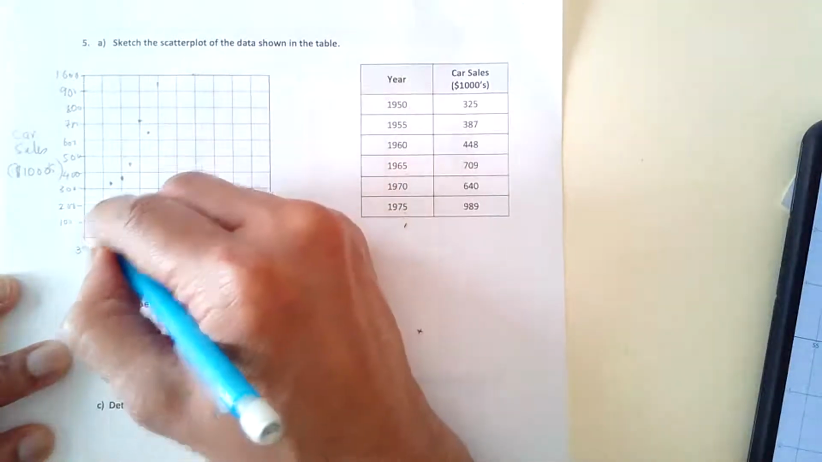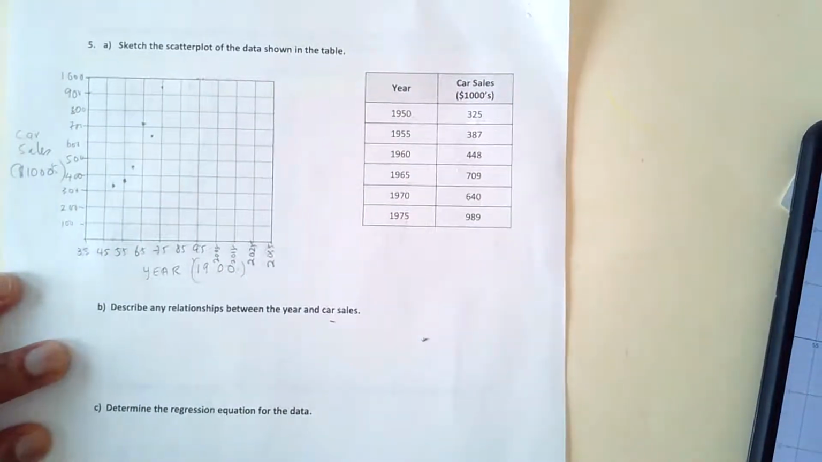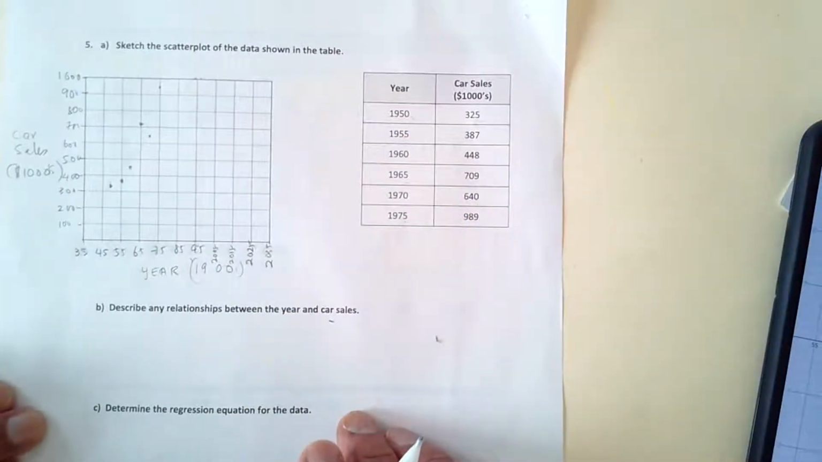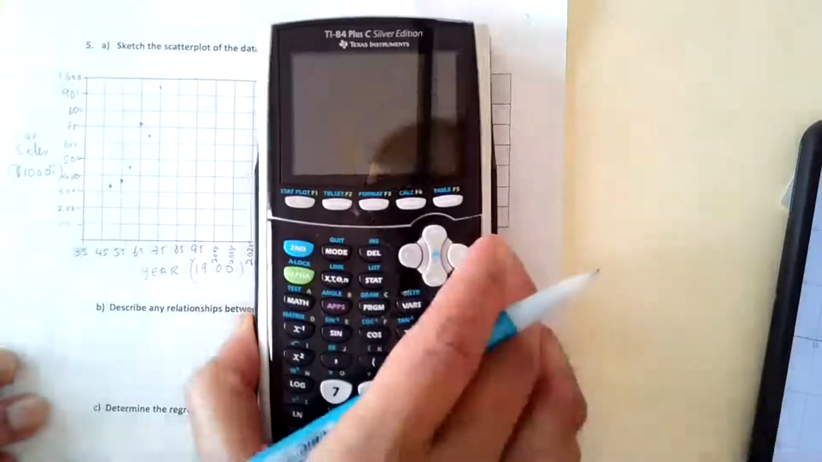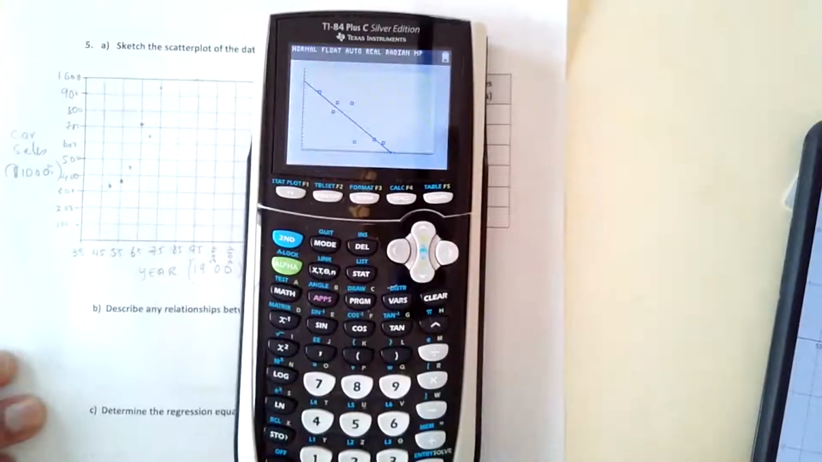Then here is your line of best fit. And you can take your ruler and construct your line of best fit. Now, you will want to practice in your calculator. I would like you to try this out at home.